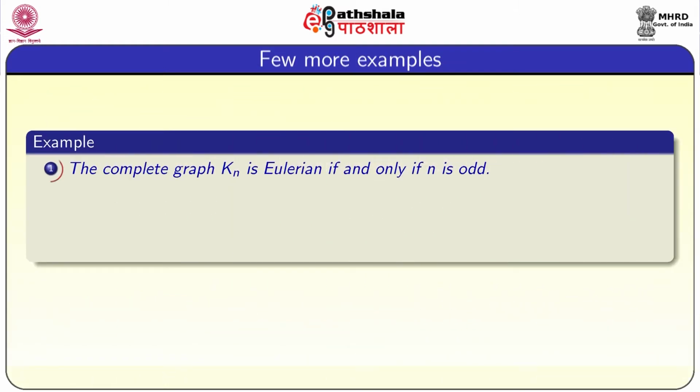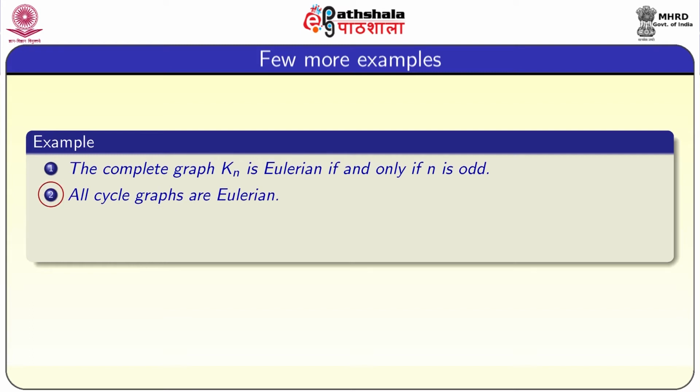Now, a few more examples of Eulerian graphs. It is easy to check. If you look at the degree sequence and the degree of each vertex is even, then we know whether the graph is Eulerian or not. So, with that it is easy to verify. The complete graph Kn is Eulerian if and only if n is odd. We know that the degree of each vertex in Kn is n minus 1. So, if n is odd, then the degree of each vertex in Kn is even. So, complete graph Kn becomes an Eulerian graph.